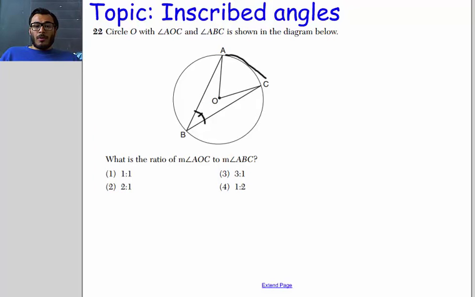So what's our answer? Well, since they want us to give the ratio of angle AOC to ABC, angle AOC is the same as this arc over here. So let's make up a variable. Let's call angle AOC 2x. That means this arc is also 2x because the arc is the same as the central angle. However, the inscribed angle is half of the intercepting arc. So the inscribed angle will be 1x. So what's the ratio of AOC to ABC? It's 2x to 1x, or you could just say it's 2 to 1.